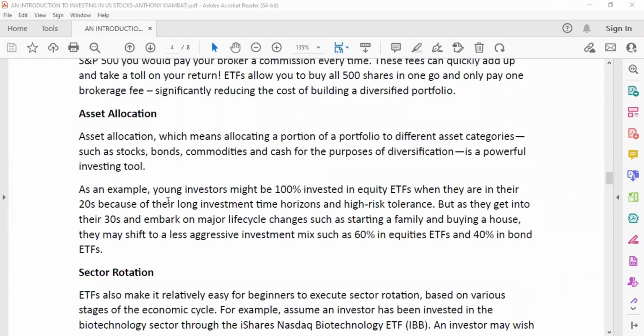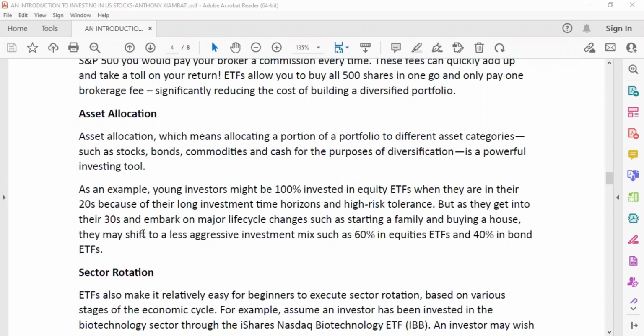So let's say you're a young investor. Of course, when you're a young investor, you're more likely to take up more risk. So you can allocate your portfolio to have more equity ETFs. These are ETFs that hold stocks, as compared to an older investor, let's say an investor in his 60s, who is more risk averse and is looking for maybe capital preservation. He might want to go for bond ETFs. That's what I mean by asset allocation.